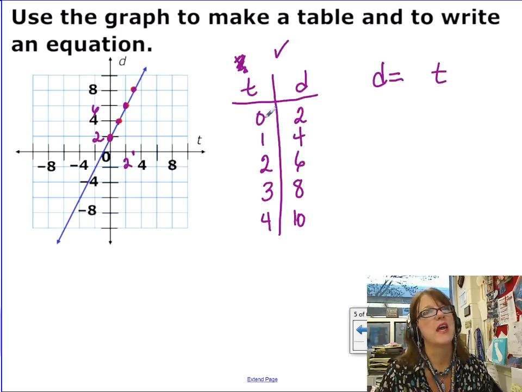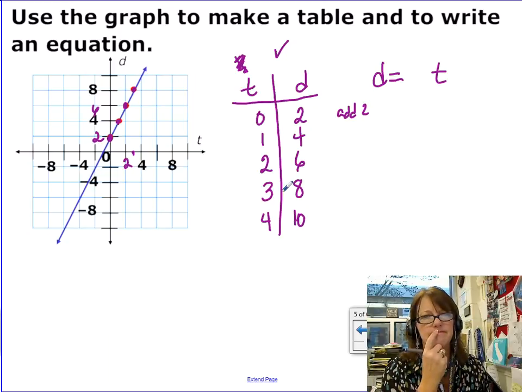How do I mathematically get from 0 to 2? Well, you might think, well, I just add 2. Yeah, but then when I get to the next one, 1, now I get 4. That's not adding 2 rule. And when I plug in a 2, I get a 6. When I get a 3, I get an 8. 4, I get a 10.